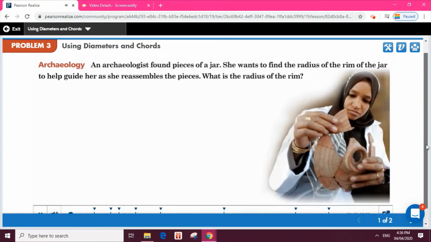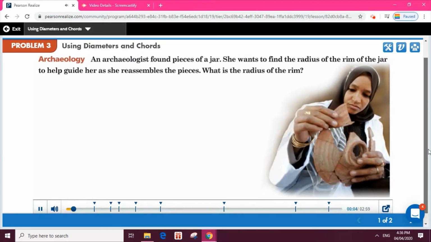In this problem, you'll use diameters and chords to find the radius of a circle. An archaeologist found pieces of a jar. She wants to find the radius of the rim of the jar to help guide her as she reassembles the pieces. What is the radius of the rim?